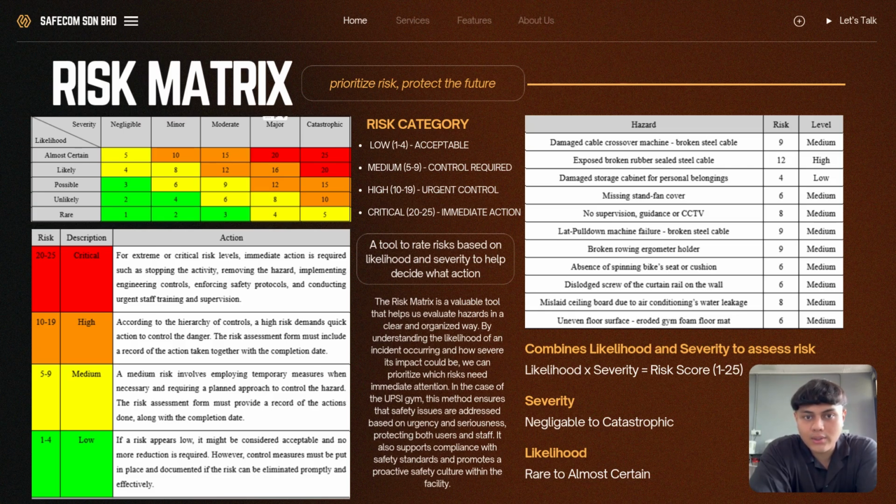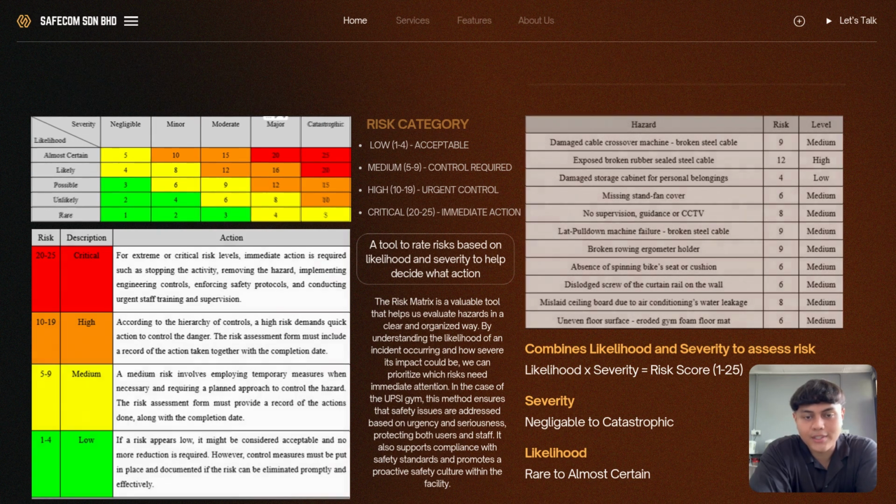To conclude, the use of the risk matrix in this HIRARC process provides clarity, objectivity, and prioritization in hazard management. It is an essential part of maintaining health and safety standards within the gym, protecting both staff and the users.